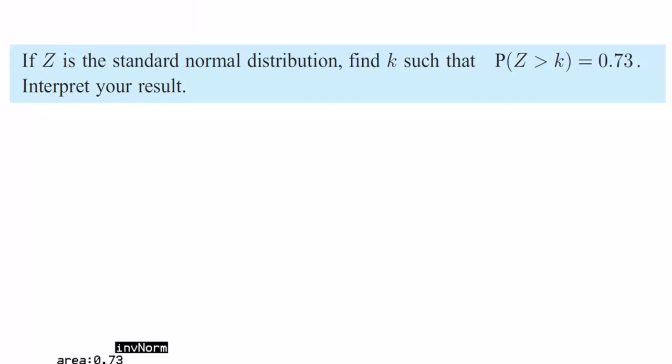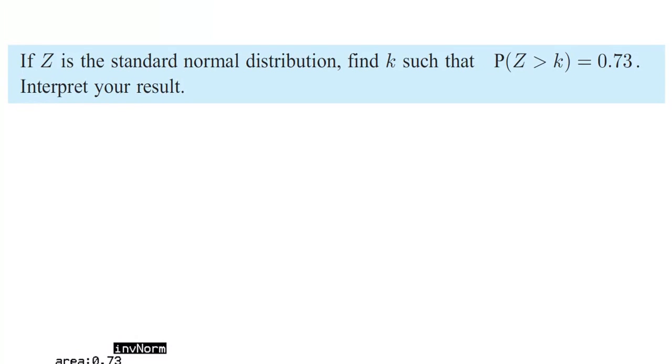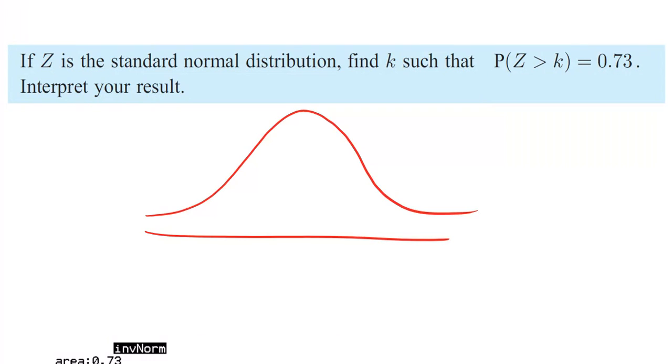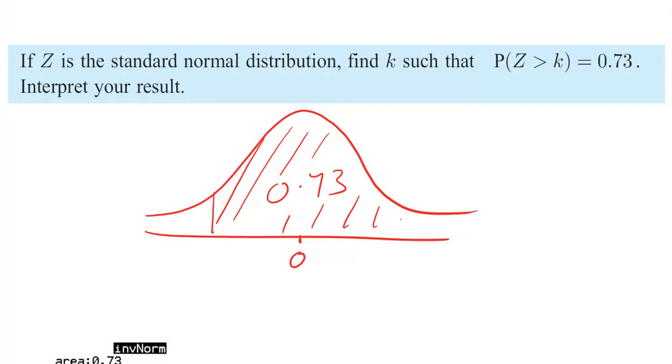So this is our first look at quantiles, which are backwards, kind of reverse normal distribution questions. If Z is a standard normal distribution, find K such that the probability of us being greater than K is 0.73. Okay, now let's have a little visual of this. We need to find this particular point where the probability of being greater than it is 0.73. So imagine we've got this sort of thing happening here. We are trying to find this value K here.